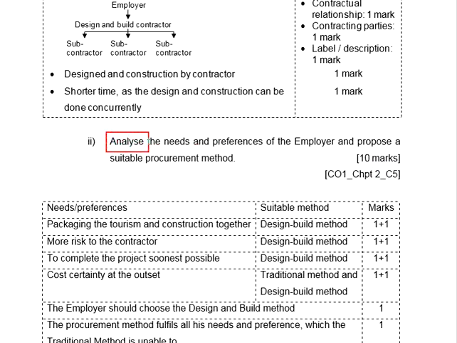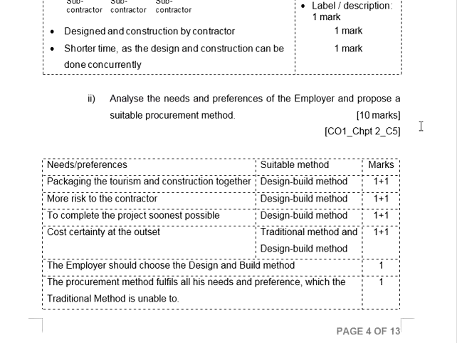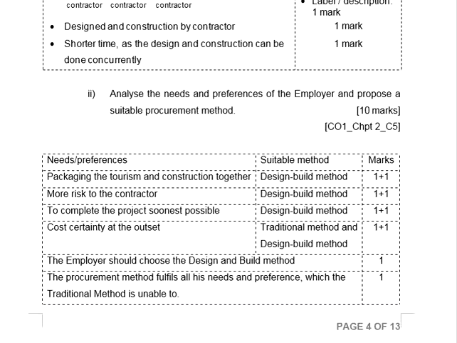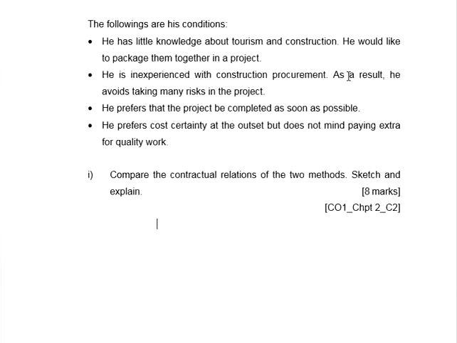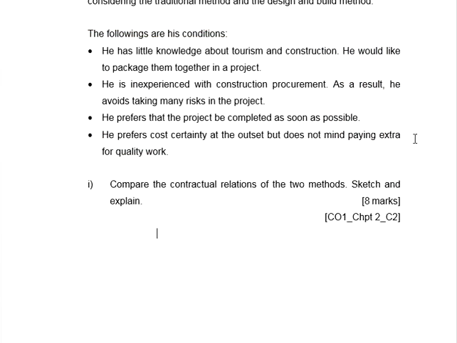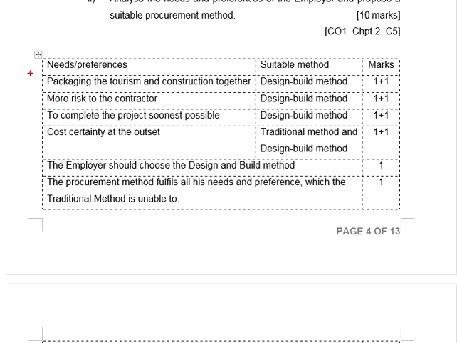There should be some elements of analysis, and your answer here should also indicate those analysis components. Let's say now there are two methods here. You will have to look into the preferences and the conditions of the employer. Translate those into the needs and preferences. Look into every single one of them and then determine the suitable method. You can say this process is an analysis process at the level of the concept.